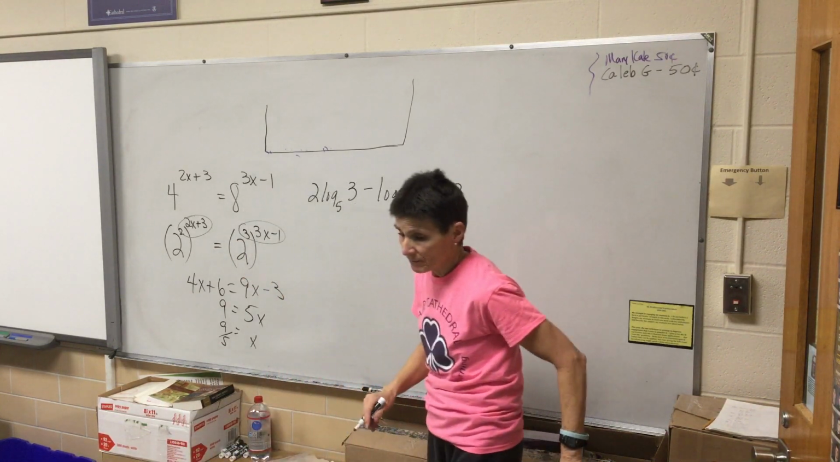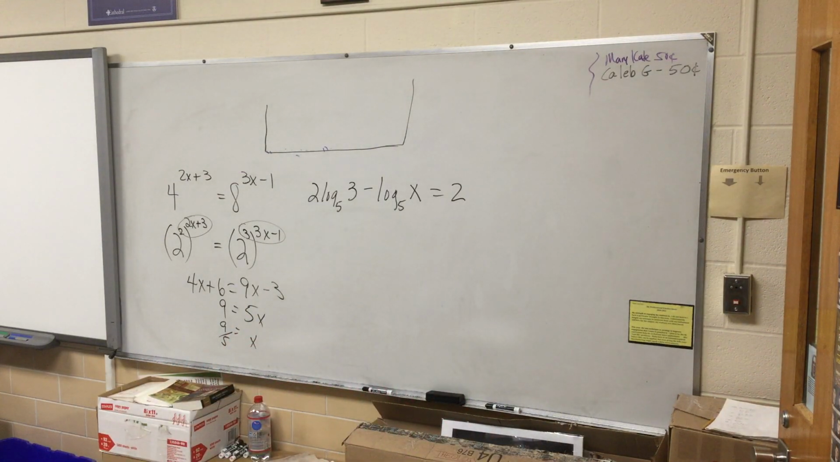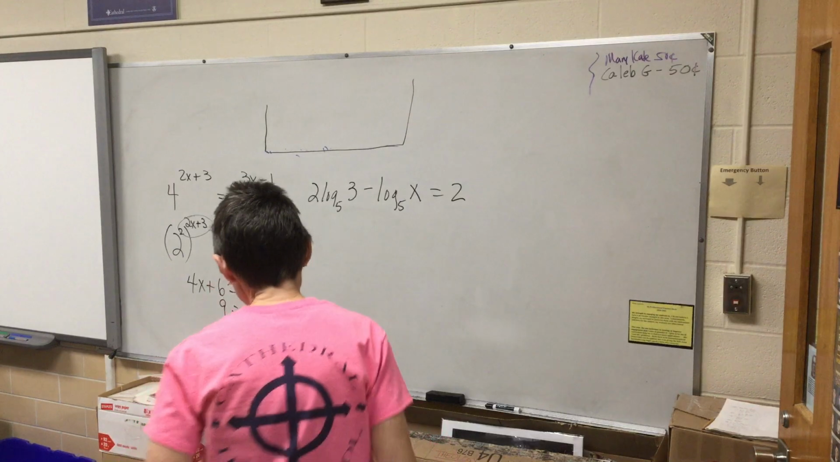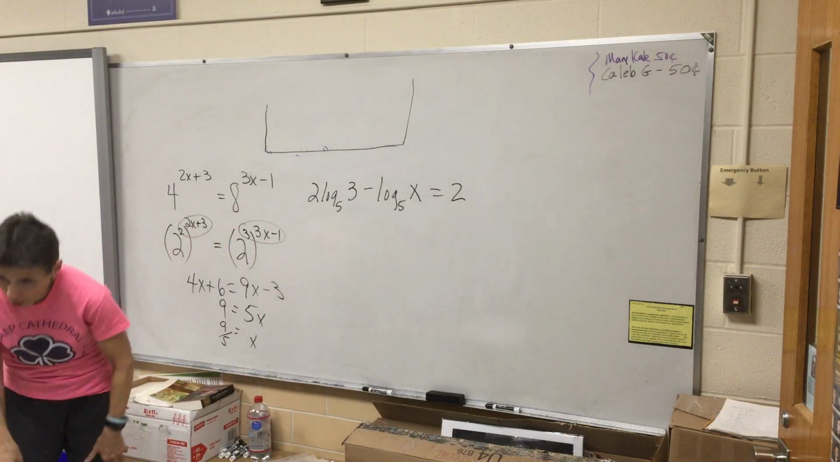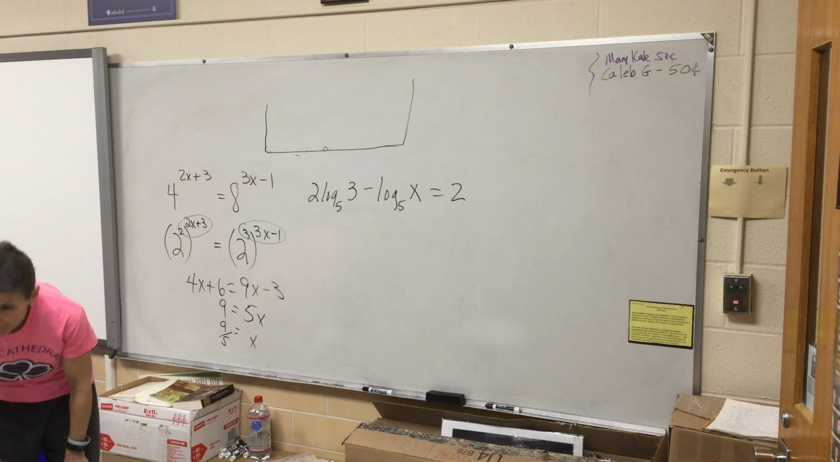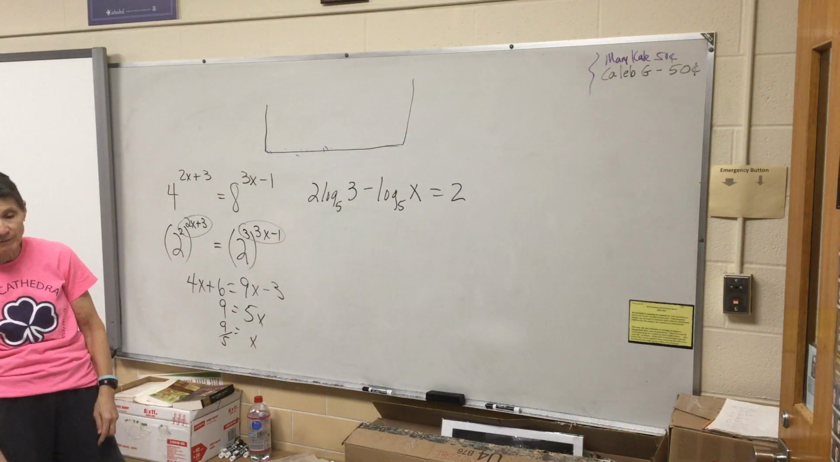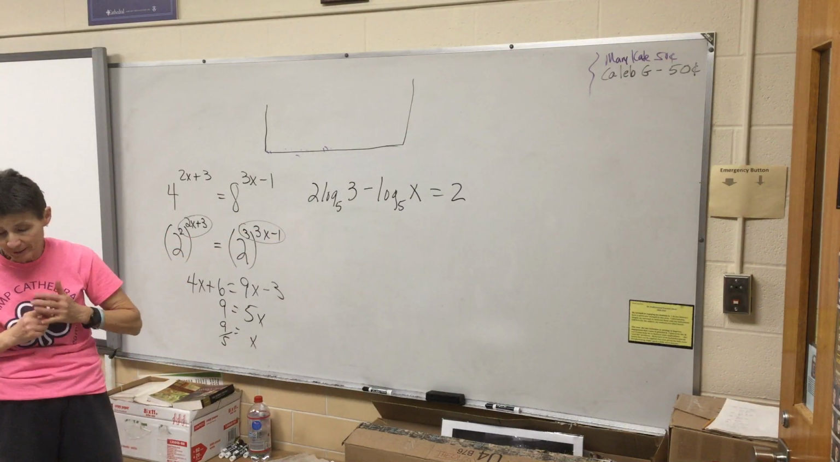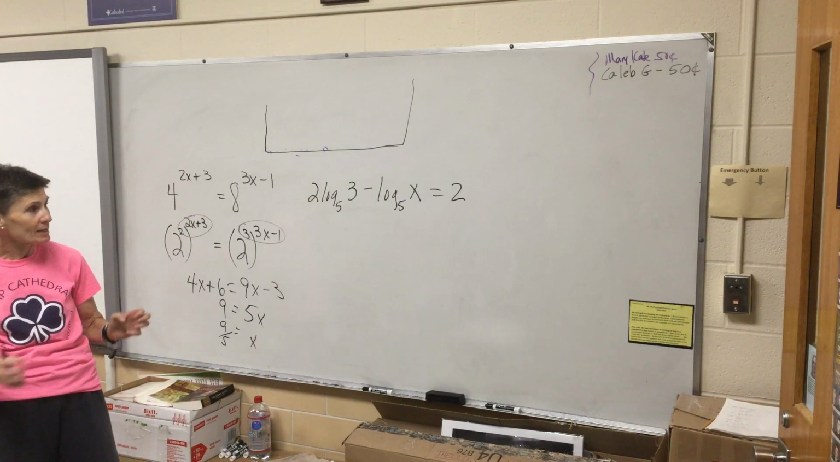Okay, we're going to solve this little logarithmic equation. Now, the issue with it is what? What is wrong with this equation? There's two of them there. That's exactly right. Very good. You can't deal with that, so you need to fix that.